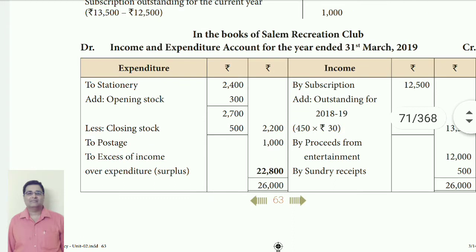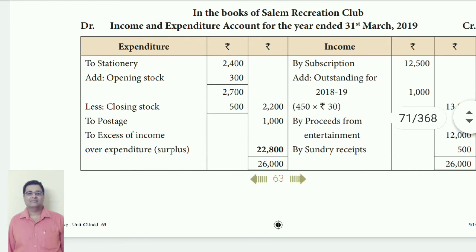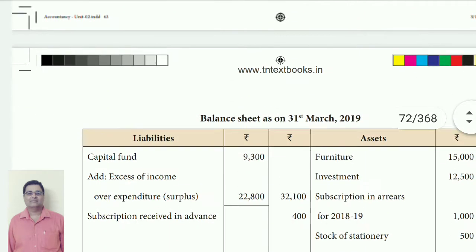Now see the answer. Income and expenditure account. Income is more than the expense. So add the income, you will get 26,000. 26,000 minus this 2,200 and 1,000, you will get 22,800. Surplus. Surplus is always added to the capital fund.